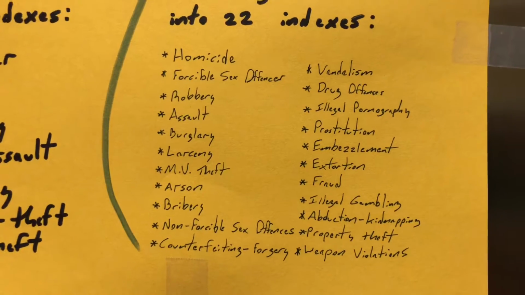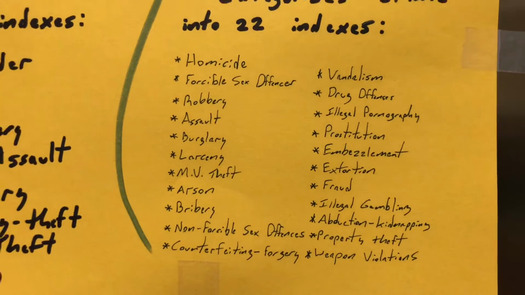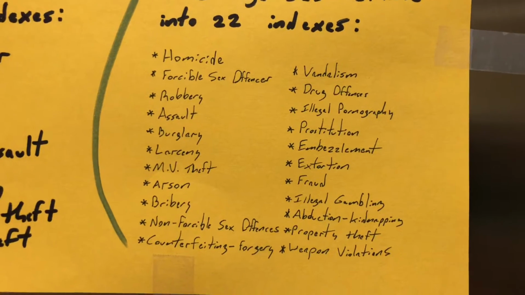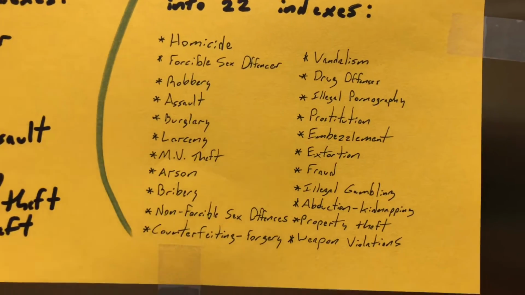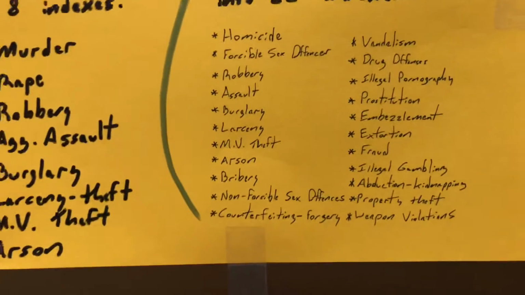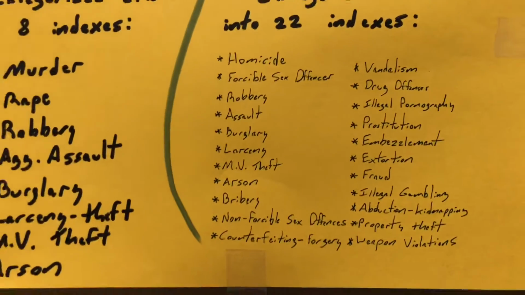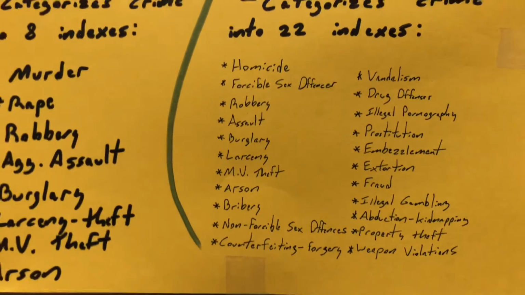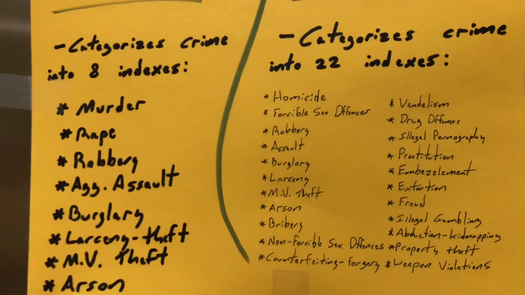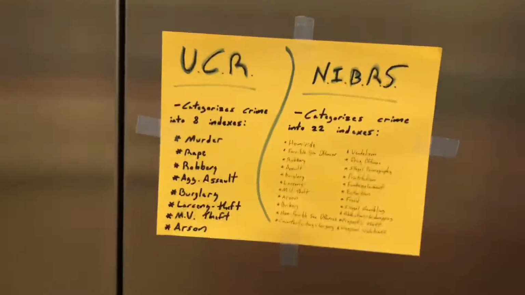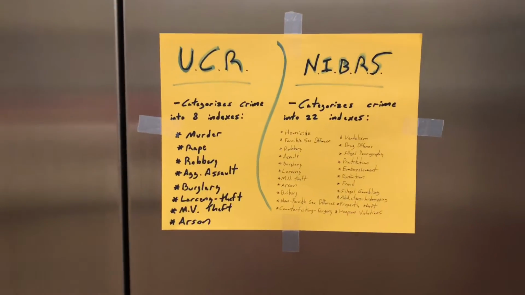assault, burglary, larceny, motor vehicle theft, arson, bribery, non-forcible sex offenses, counterfeiting and forgery, vandalism, drug offenses, illegal pornography, prostitution, embezzlement, extortion, fraud, illegal gambling, abduction or kidnapping, property theft, and weapon violations. So, as you can see, it's quite a bit more detail there.